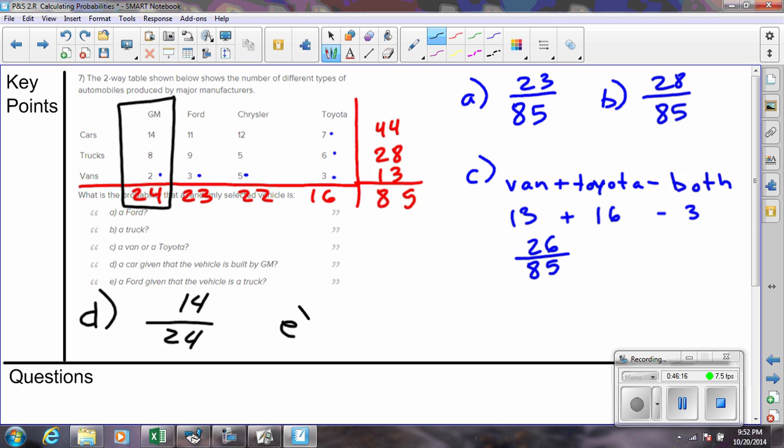For part E, what is the probability that it's a Ford given that it's a truck? Well, given that it's a truck says this is the only thing that we care about. So how many total are there that are trucks? And how many of those are Fords? We're done.